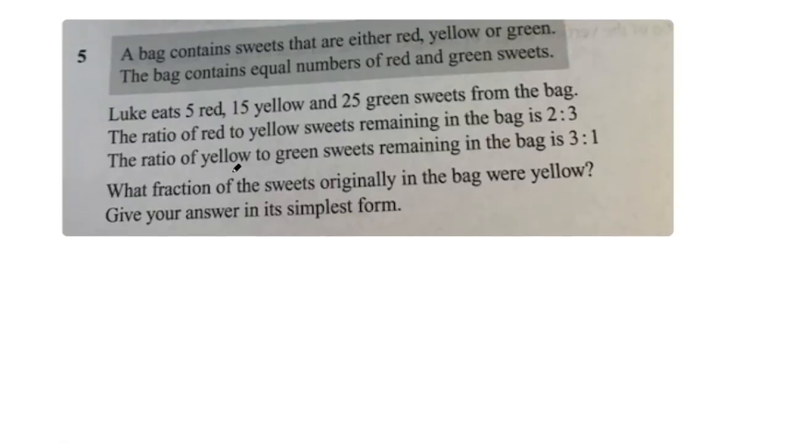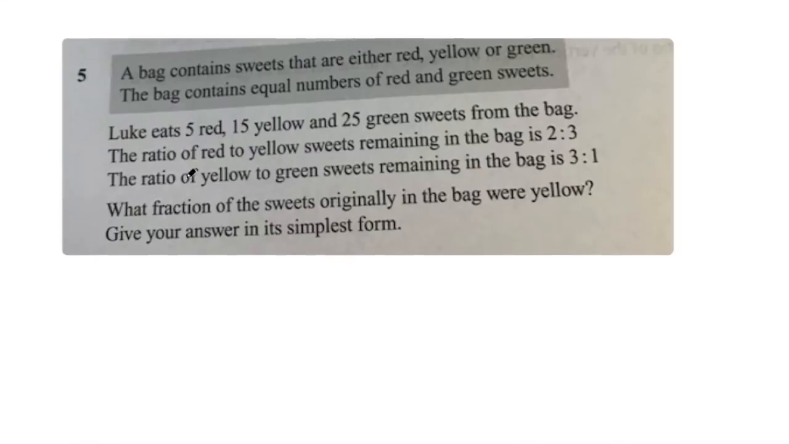Next question says, a bag contains sweets that are either red, yellow or green. The bag contains equal numbers of red and green sweets. Luke eats 5 red, 15 yellow, and 25 green sweets from the bag. The ratio of red to yellow sweets remaining in the bag is 2 to 3. The ratio of yellow to green sweets remaining in the bag is 3 to 1. What fraction of the sweets originally in the bag were yellow? Give your answer in its simplest form.